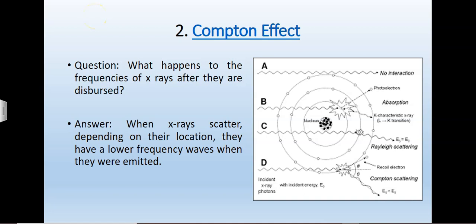The initial question that we're going to answer is, what happens to the frequencies of X-rays after they are dispersed? And that is usually when they go through an atom. We find that the answer is very simple. X-rays scatter depending on their location. They have a lower frequency than when they were emitted. So that's the question. Why does an X-ray coming in come out at a different and lower frequency? Where did all that energy go?